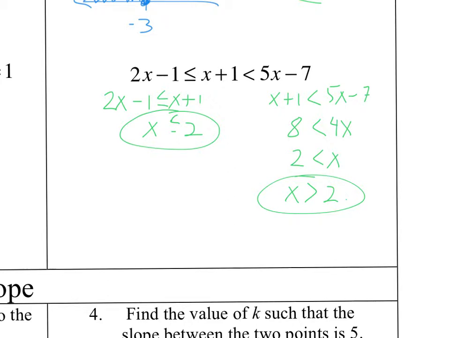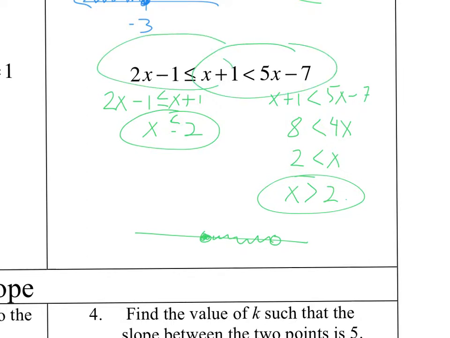If I had chosen something that actually worked, what we would have seen is something that looks like this, where we're going for the answers between those values. In this case, x can only be less than or equal to 2 for the first half, and x has to be greater than 2 for the second half. There's literally no number that works because those don't overlap at all.